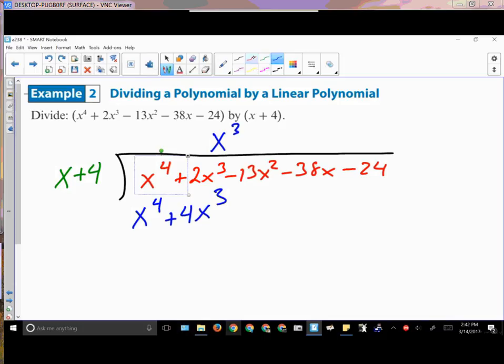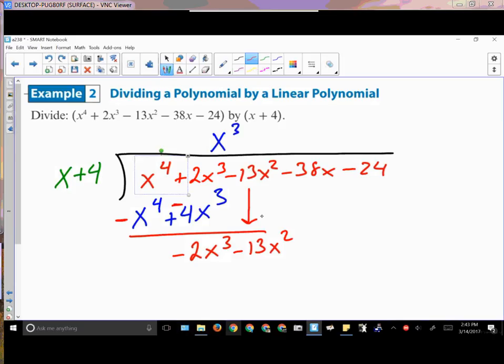Now, change the signs. So when I subtract, like I said, I change the sign. So this becomes negative. This becomes negative because it was positive. So if I look at this, x to the 4th minus x to the 4th disappears, yes? Then 2x cubed minus 4x cubed leaves me a negative 2x cubed. Bring down the next term, minus 13x squared. That just comes straight down.